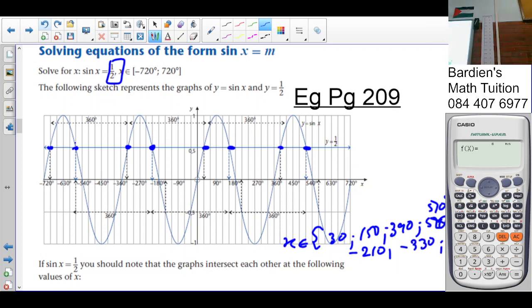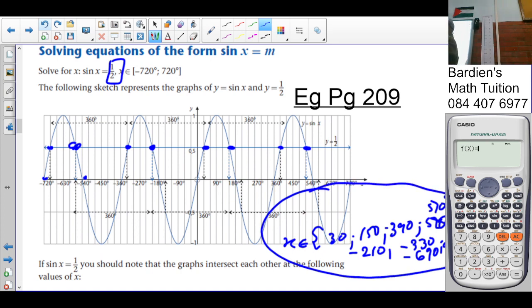Here we have negative 540, 30 smaller than that, negative 570. This one here, this is negative 720, 30 degrees before that, it's going to give you negative 690. You guys understand? So the question is solve for x, where sin x is equal to half. The solution is all of these. Can you see that, people?